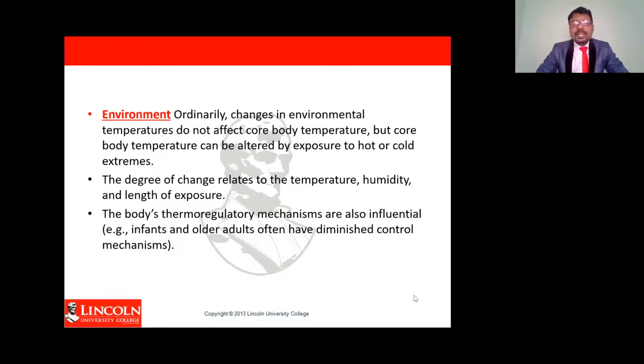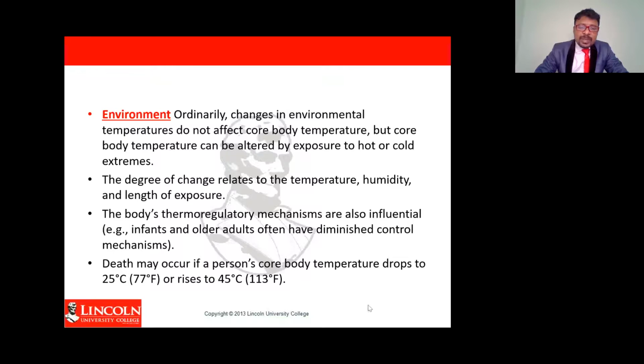Our thermoregulatory mechanisms are controlled by our blood as well as our brain, especially the hypothalamus, which controls our body temperature. So if anybody has a problem in the brain, it may alter the body temperature. Also, infections may alter the body temperature. Death may occur if the person's core body temperature drops to 25 degrees, or is more than 45 degrees centigrade. It is a serious condition; they may get brain damage and also may face mortality.